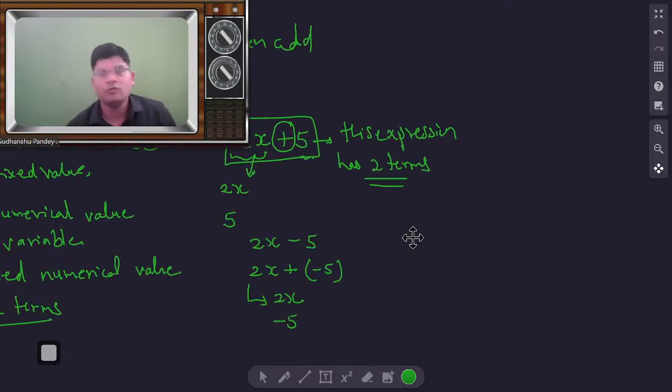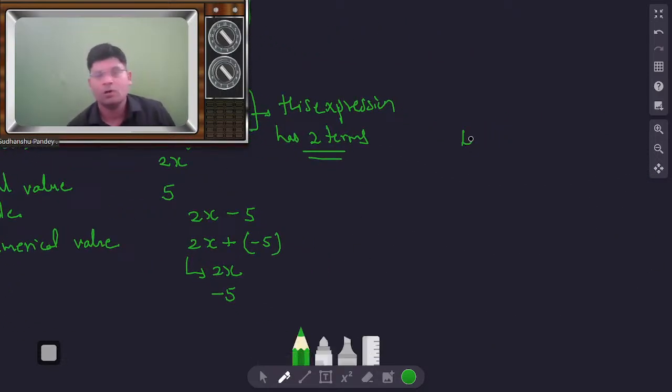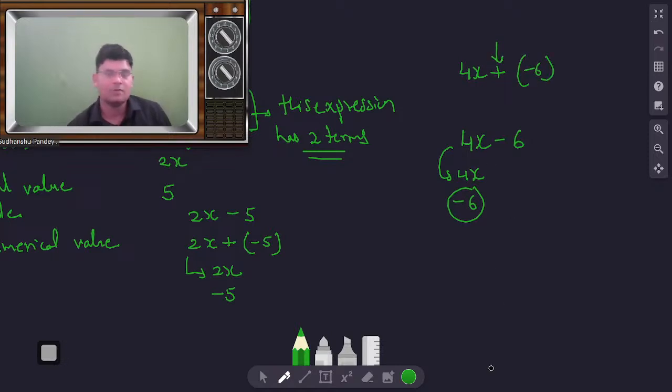Don't get confused if somebody asks you how many terms are there in 4x minus 6. So how many terms are there? There are 2 terms. One is 4x, another term is minus 6. Because when we speak about terms, we have to always see this positive sign and then minus 6 will be in the bracket. Alright? Yes, sir.